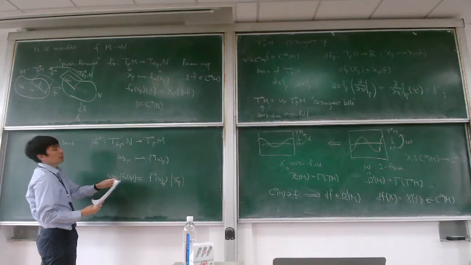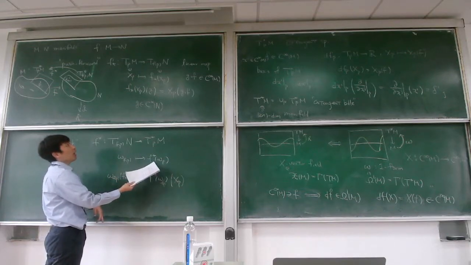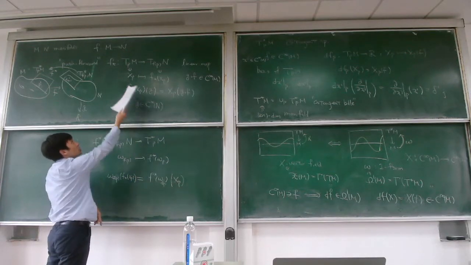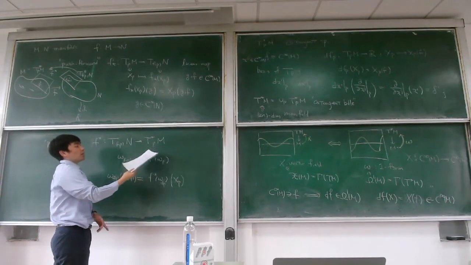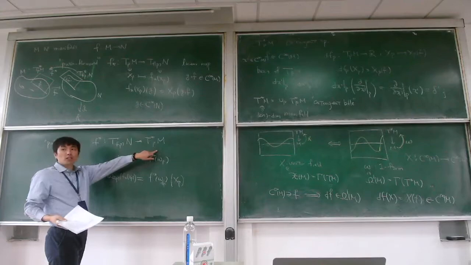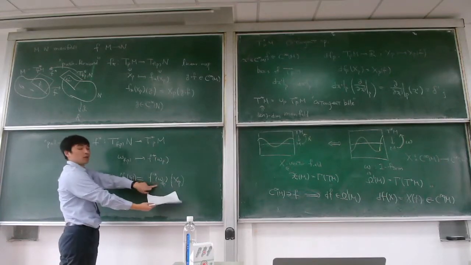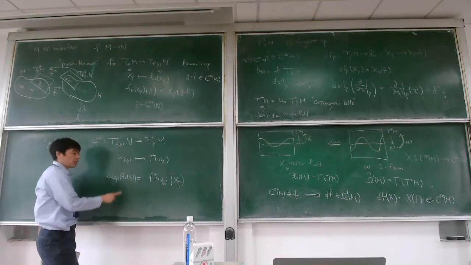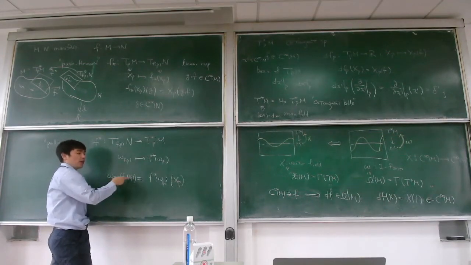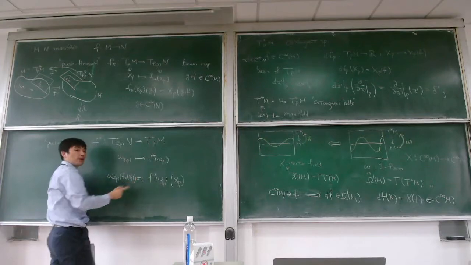Whereas if you look at the tangent space in M, you can have a natural pairing with the cotangent space. So that's a pairing here. And this should be equal. So that's a relation between the push forward and the pullback. Okay, do you understand?